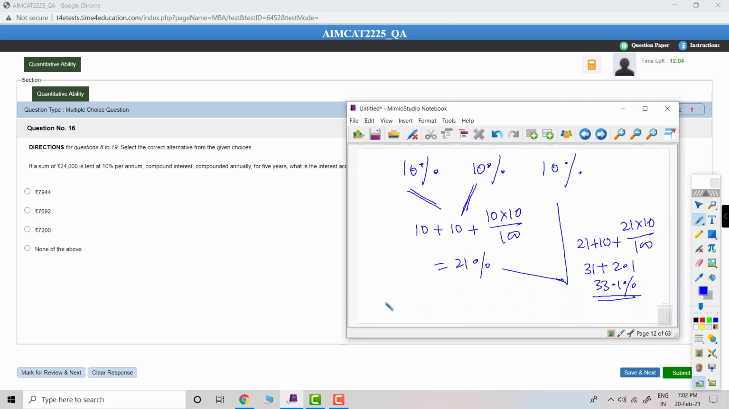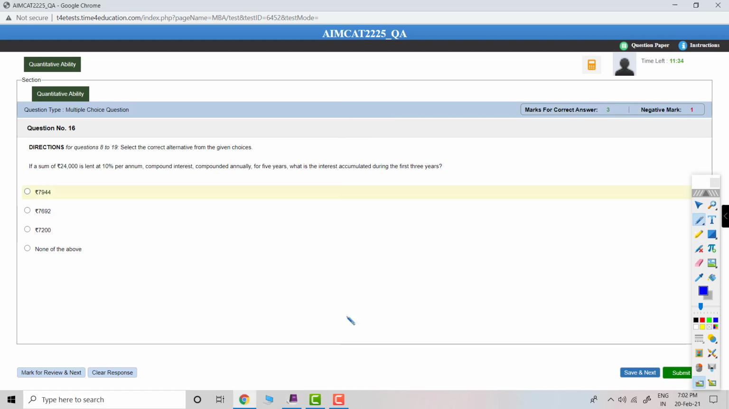So my answer is going to be 33.1 divided by 100 into 24,000, so 331 into 24. Let's multiply this. The unit digit has to be 4. 24 ones are 24, 3s are 72, and 72. 7944 will be the answer.